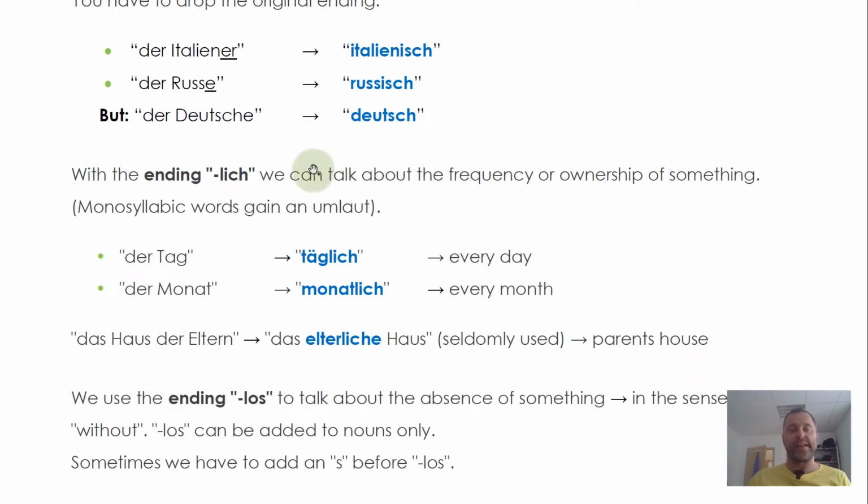We also have the ending lich, and here we talk usually about frequency or ownership of something. For example, der Tag, täglich, every day. So the day, every day, daily. And monosyllabic words, so words with just one syllable, get the umlaut usually. Der Monat, so the month, monatlich, every month, monthly. Das Haus der Eltern, das elterliche Haus, parents' house. This is seldom, so it's rare. It's not common German. You don't use this quite often, but it's another example for an actually plural word where you can do this too.